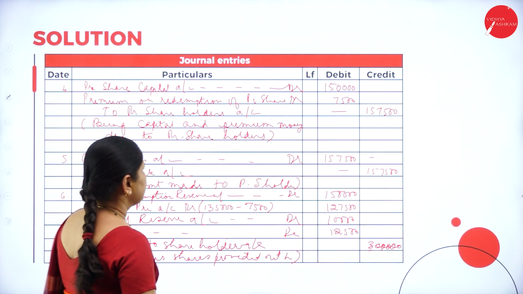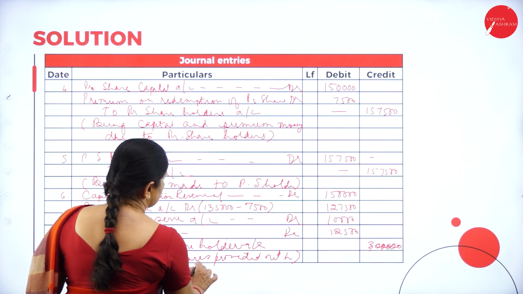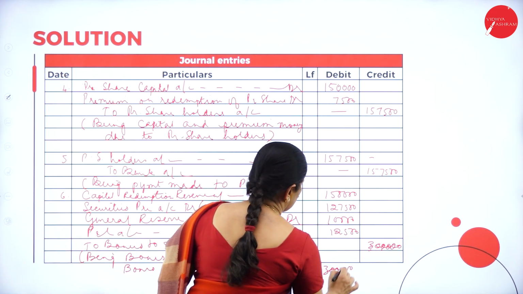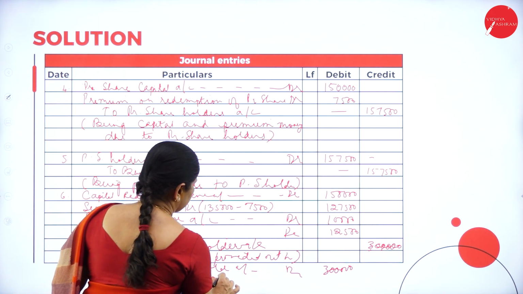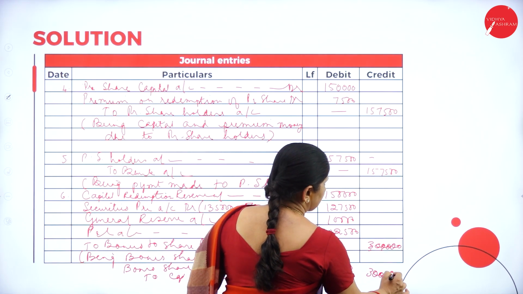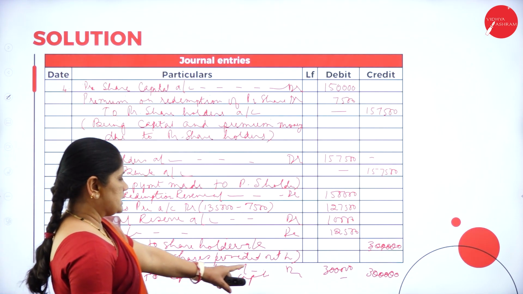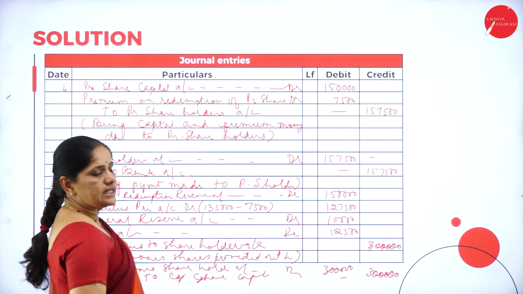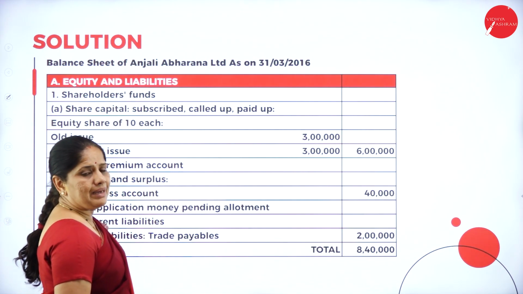The last entry will be bonus to shareholders account debtor 3 lakhs to equity share capital account 3 lakhs. This is the extra journal entry you have to pass whenever there is an issue of bonus. So bonus to shareholders account debtor 3 lakhs to equity share capital account 3 lakhs, being bonus shares issued to the equity shareholders. Next we have the amended balance sheet here.